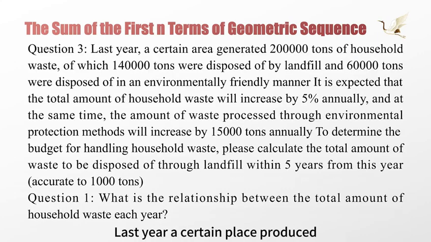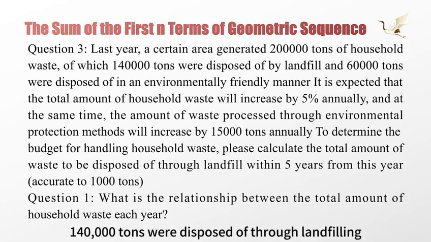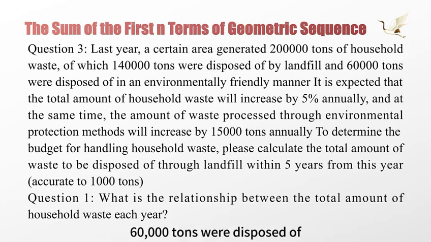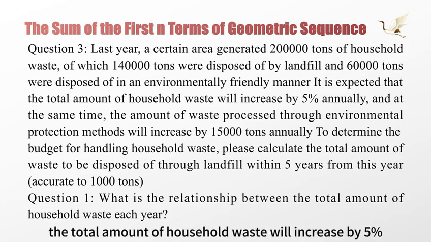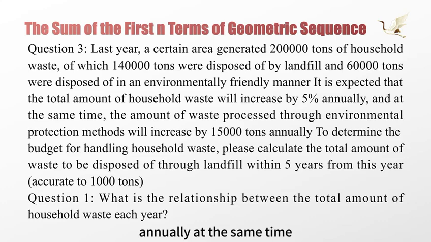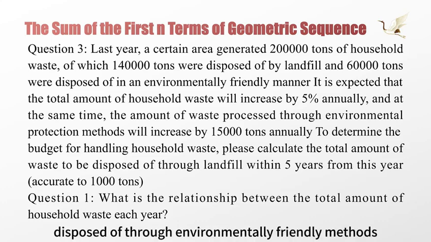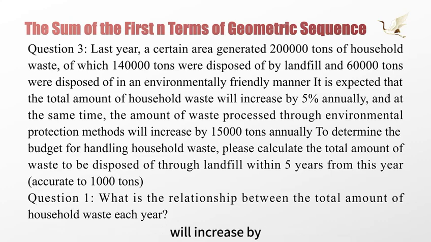Last year, a certain place produced 200,000 tons of household waste, of which 140,000 tons were disposed of through landfilling. 60,000 tons were disposed of in an environmentally friendly manner. It is estimated that the total amount of household waste will increase by 5% annually. At the same time, the amount of waste disposed of through environmentally friendly methods will increase by 15,000 tons each year. To determine the budget for disposing of household waste, please predict the total amount of waste disposed of through landfilling over the next 5 years, starting from this year, accurate to 1,000 tons.